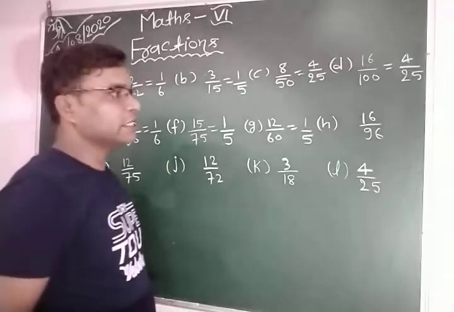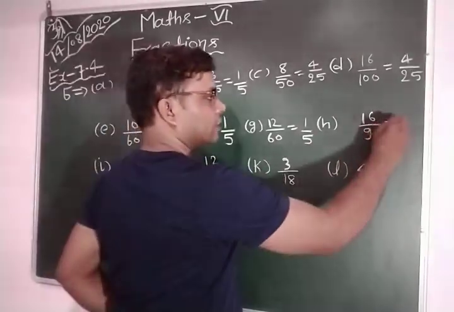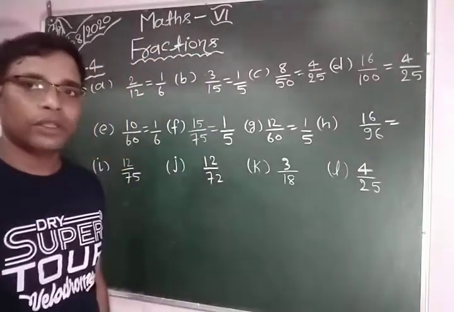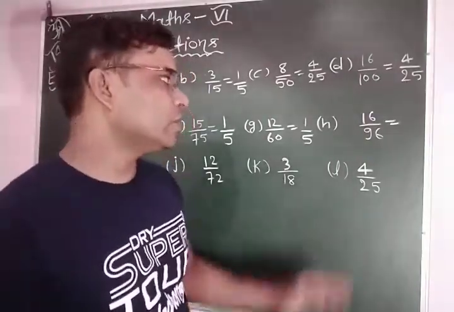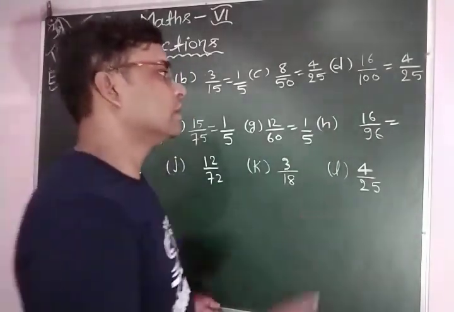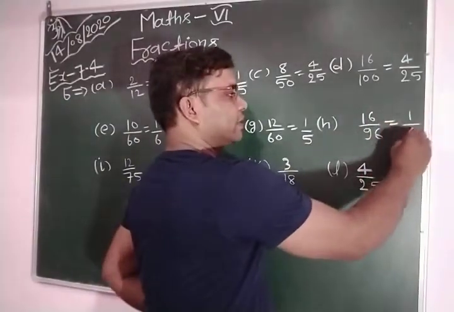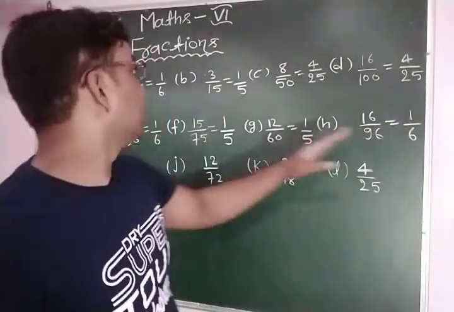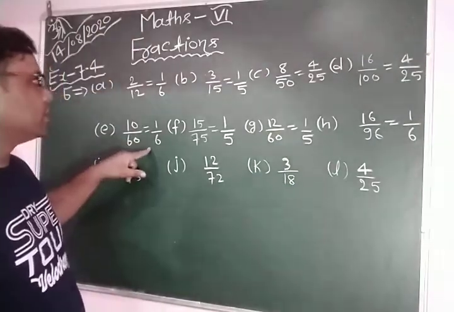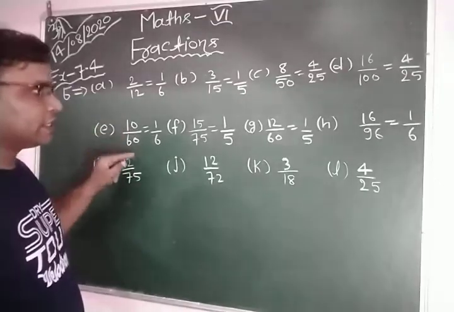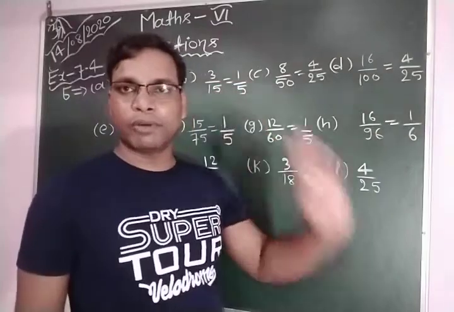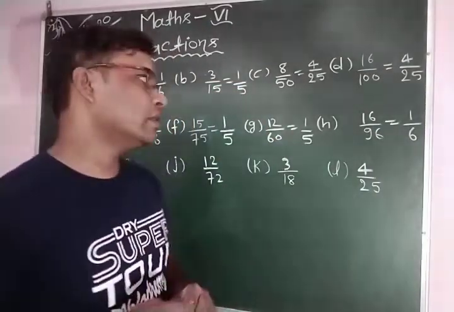Clear? Now this is 16 upon 96. This is part H. So 16 upon 96 is equal to 16 ones are 16 and 16 sixes are 96. This is equal to 1 by 6. Here is 1 by 6, and this is 1 by 6. So you can say 2 by 12, 10 by 60, 16 by 96 and 1 by 6 are equivalent fractions. They are in the same group.